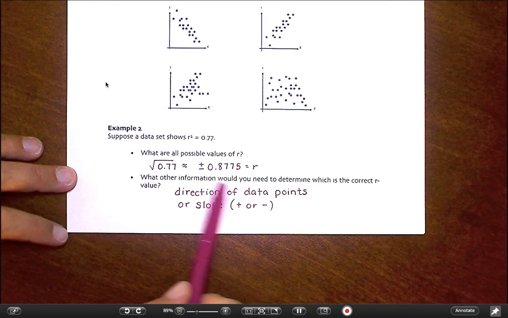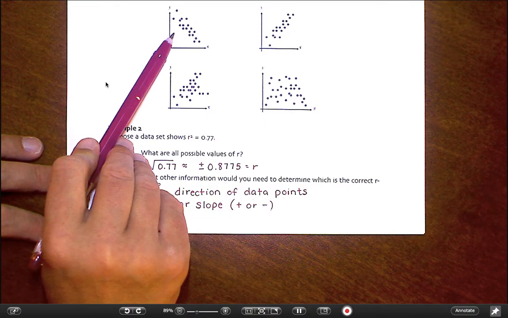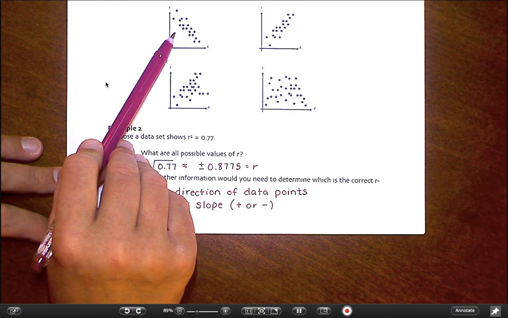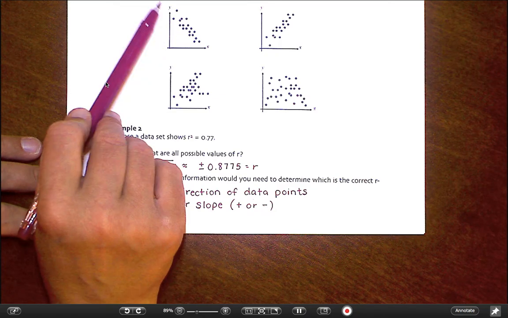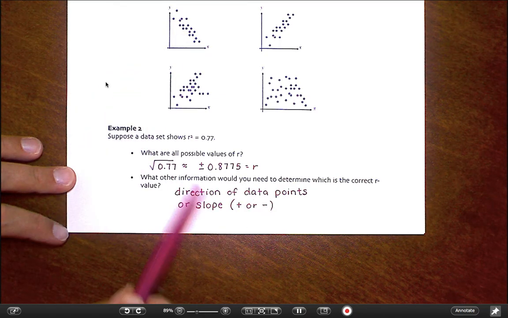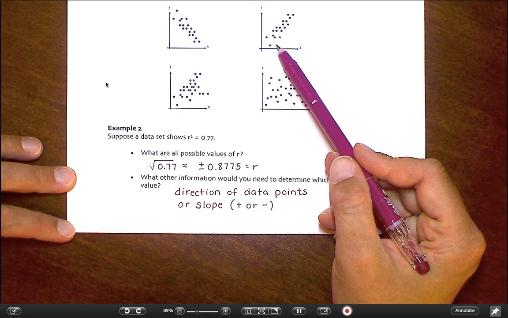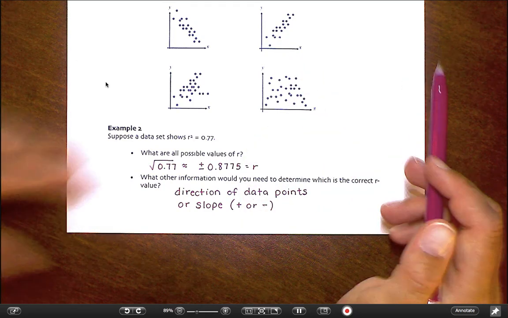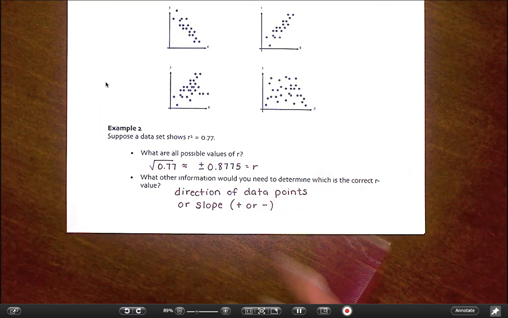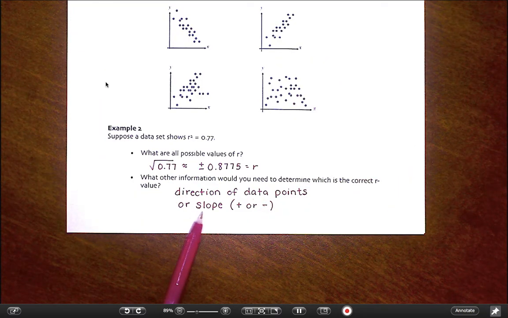So if I told you that this was your R value and I gave you this graph, we would know that that was a negative 0.8775 because of the way this is pointing. If I told you this was your R value and this was your graph, then you would know it was a positive 0.8775. And if I didn't give you a picture at all, if I just gave you an equation, you could look at the slope in that equation and go by whether it's positive or negative.